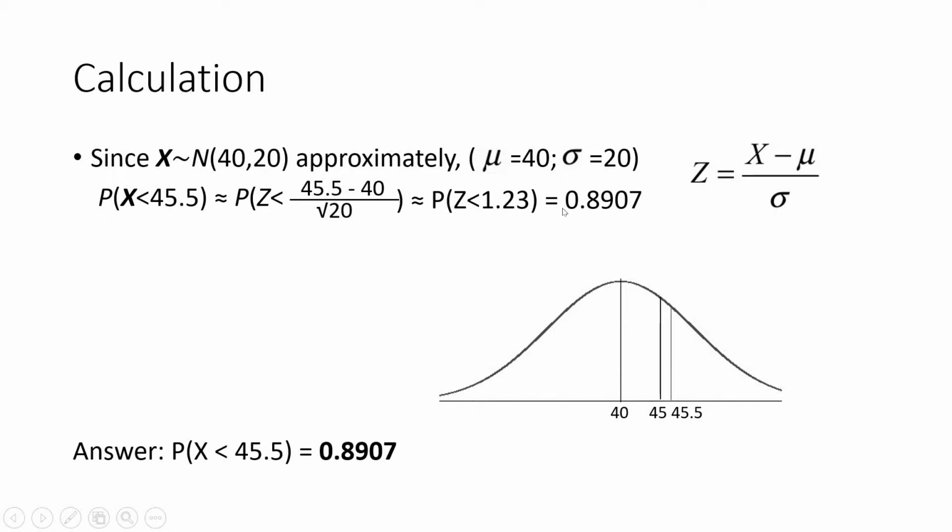According to the normal distribution table, the probability of z less than 1.23 is 0.8907, and as x we take 45.5, as the hall can accommodate 45 people. If we take x as 45, the calculation would be wrong. So the probability that the hall can accommodate all the people that will come is 0.8907. Thank you.